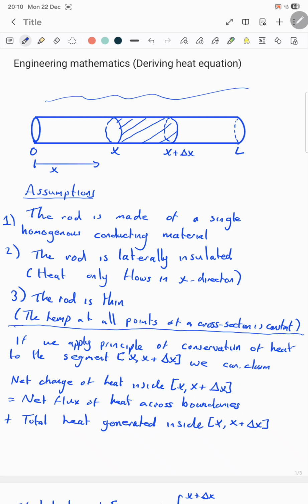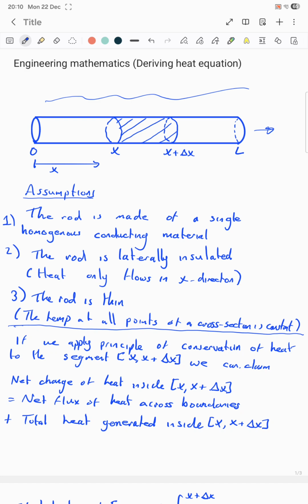Now, our assumptions are that the rod is made of a single homogeneous conducting material, and the rod is laterally insulated. And so heat only flows along the x direction. Now the rod is thin, so the temperature at all points of a cross section is constant.